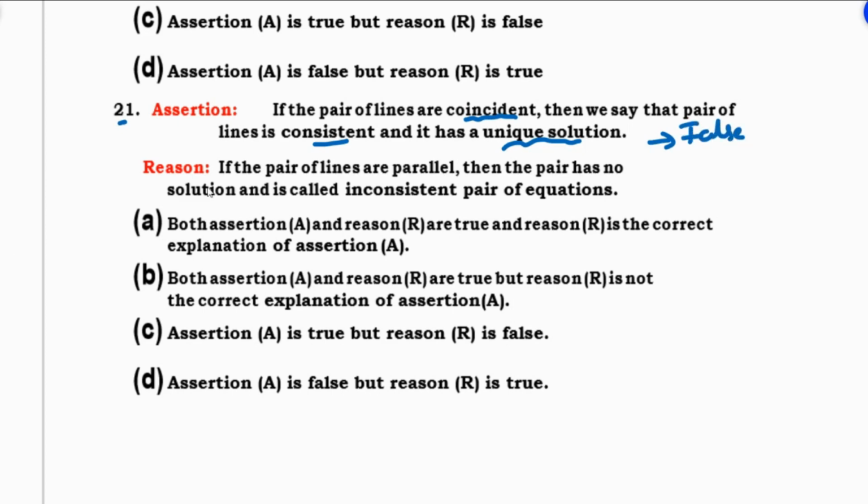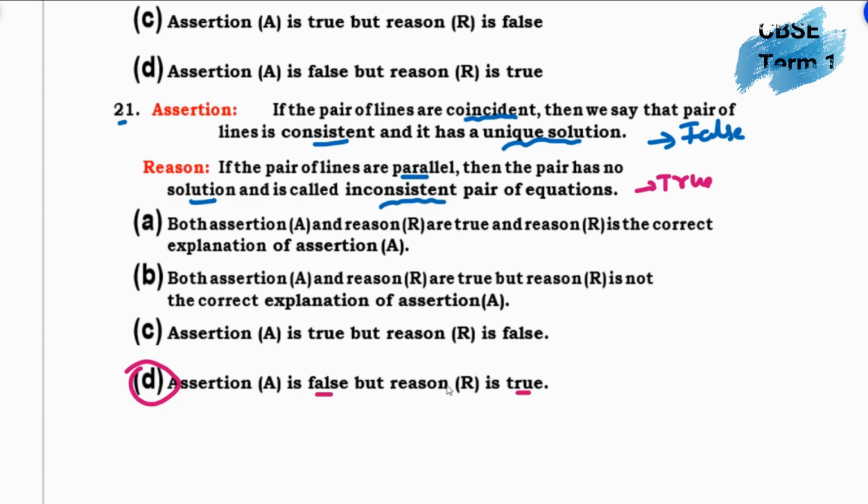We'll see the reason. If the pair of lines are parallel, then the pair has no solution, and they are called inconsistent lines. Reason is true because for a pair of parallel lines there will not be any solution, and we call it an inconsistent equation. So assertion is false and reason is true. So D is the correct option for the 21st question. Assertion is false and reason is true.